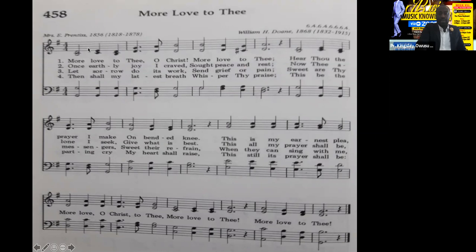Now let's look at the features. This is a minim, which is 2 beats. We have crotchet, 1 beat, crotchet, 1 beat. Dotted crotchet, 1.5 beats. This is a quaver, which is 1/2 beat. So we have minims dominating, and then crotchets, dotted crotchets, and quavers.